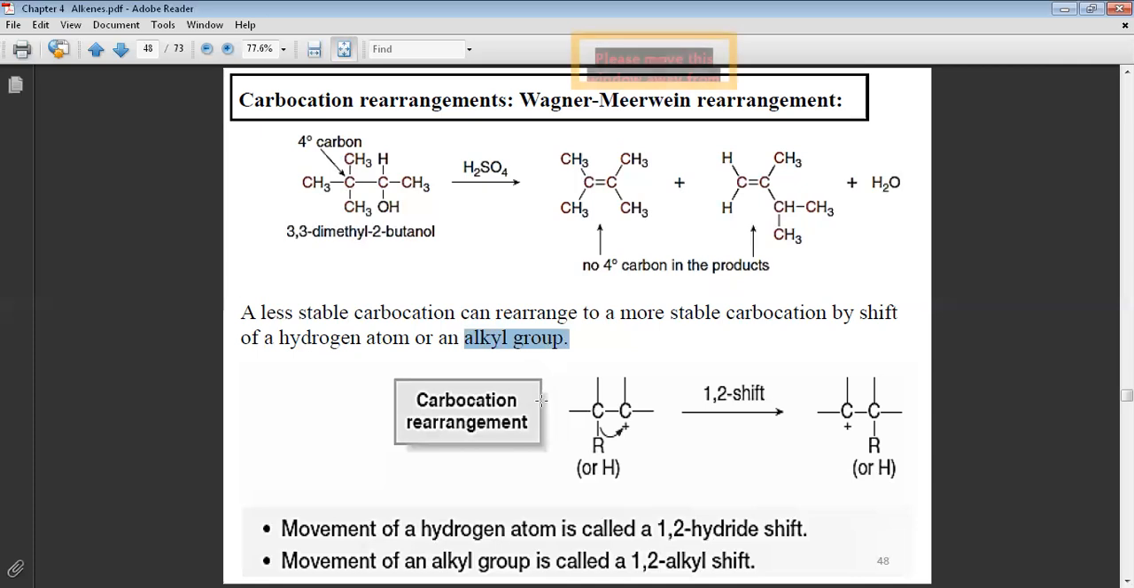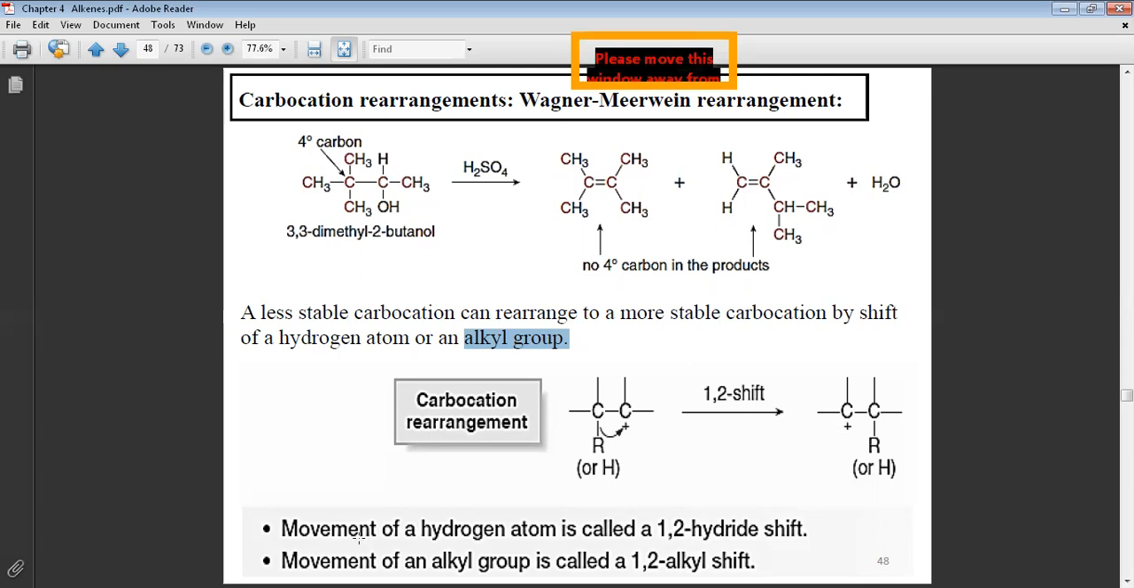Look how the alkyl group is shifted. If you have a carbocation here, this R group or the hydrogen, with its bonding electrons, is moved to the neighboring carbon, the original carbon. It is a 1-2 shift. That means it moves from one carbon to the next. Why? To give you a more stable carbocation. I will explain how it happens.